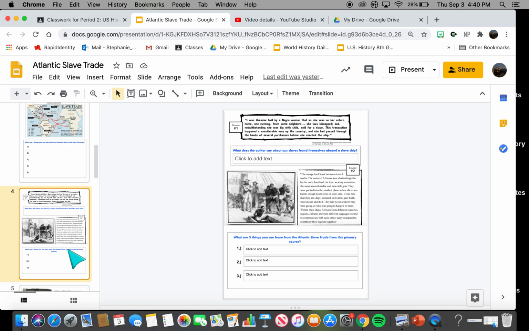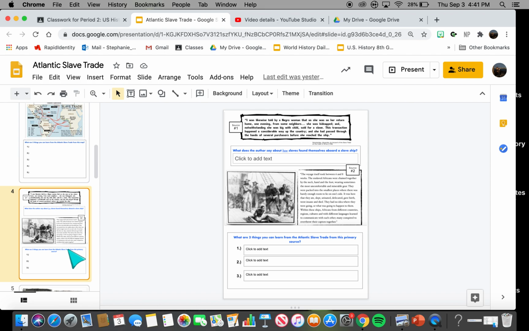So it says, "I was likewise told by a Negro woman that as she was on her return home one evening from some neighbors, she was kidnapped, and notwithstanding she was big with child, sold for a slave. This transaction happened a considerable way up the country, and she had passed through the hands of several purchasers before she reached the ship." So it's going to ask you the question, what does the author say about how slaves found themselves aboard the slave ship? So how did they get onto the slave ships? They didn't walk on there by choice. So how did they get there based on this source?